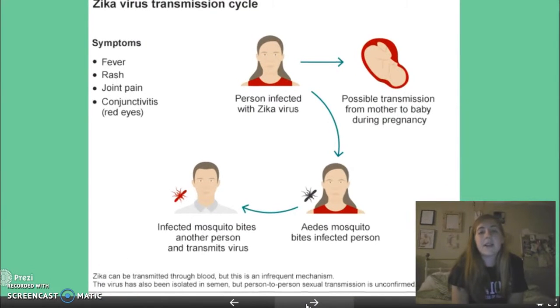So here's just a visual of how people are infected with Zika. You can see that someone's bitten, and if they're pregnant, it's passed on to the child, and the cycle just continues with infected mosquitoes biting more and more people.